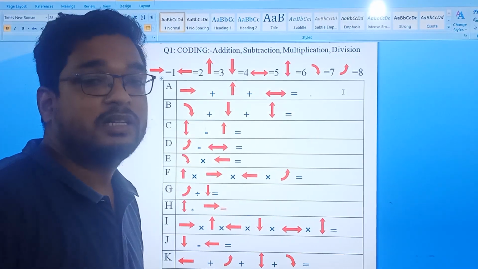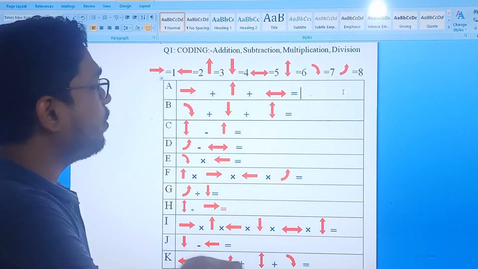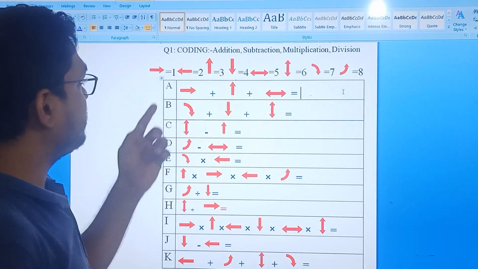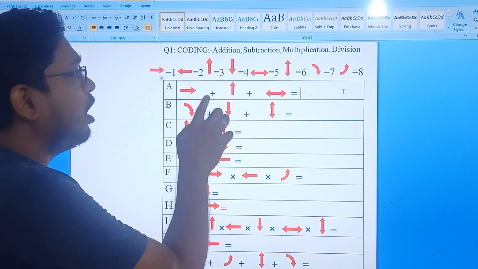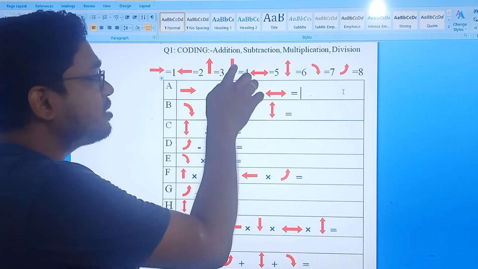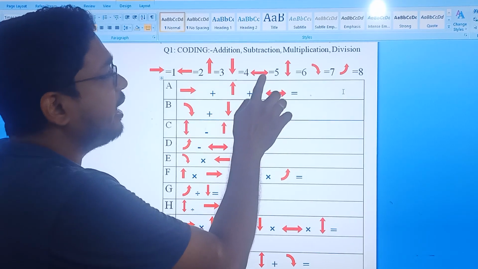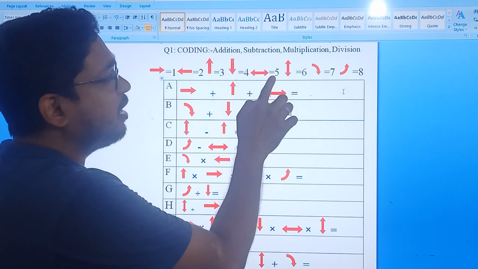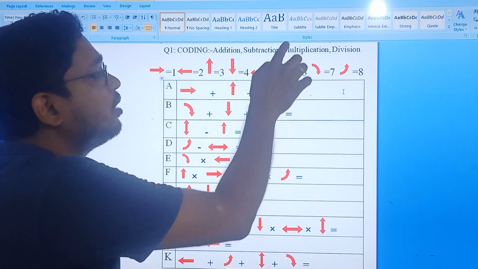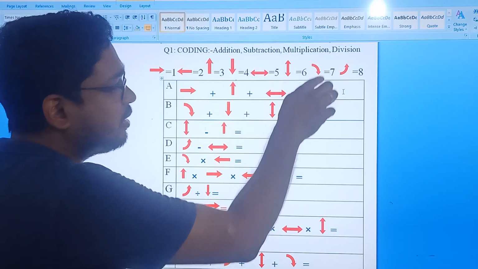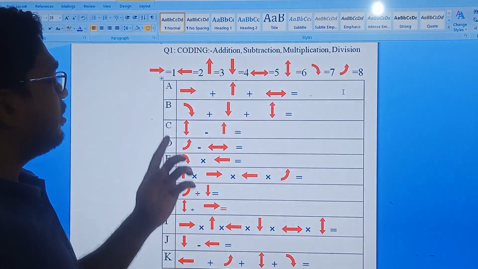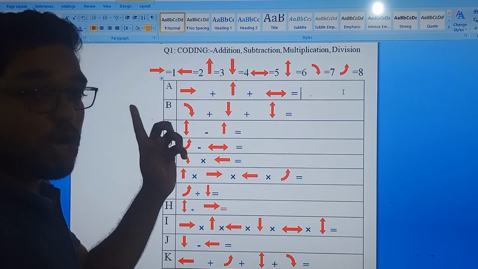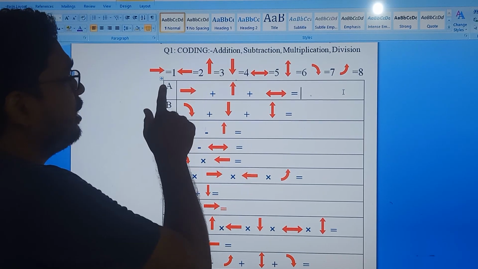Okay, so now let us try to solve the first question of coding. So here we have seen right side arrow is 1, left side arrow is 2, upper side arrow is 3, down side arrow is 4, horizontal with both side arrow is 5, vertical line with both side arrow is 6, right curved arrow is 7 and left curved arrow is 8. So now let us try to solve the first bit A.